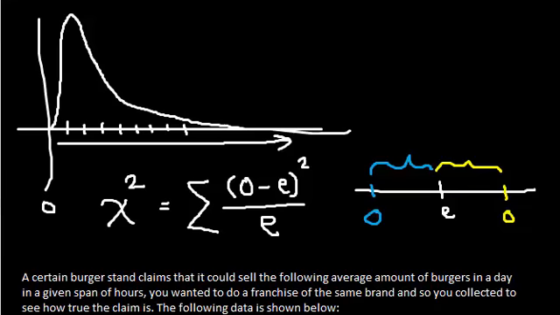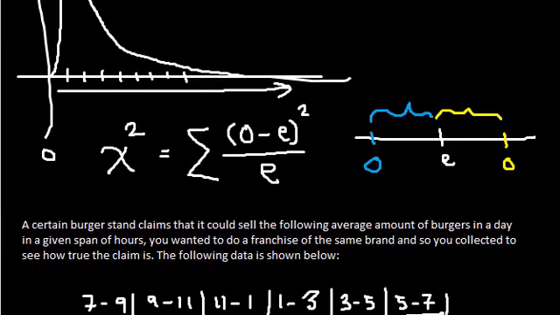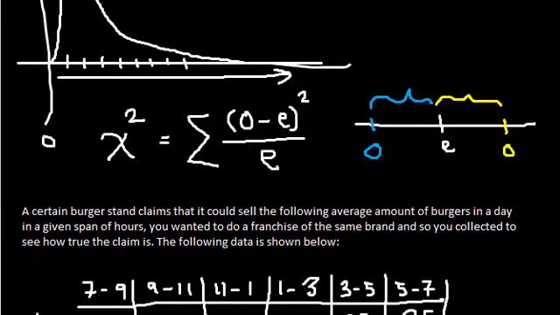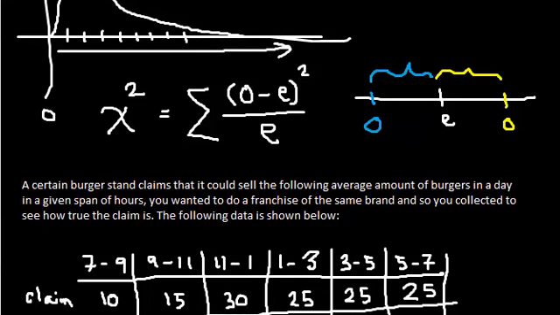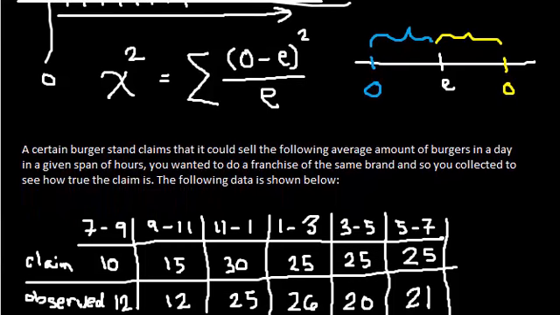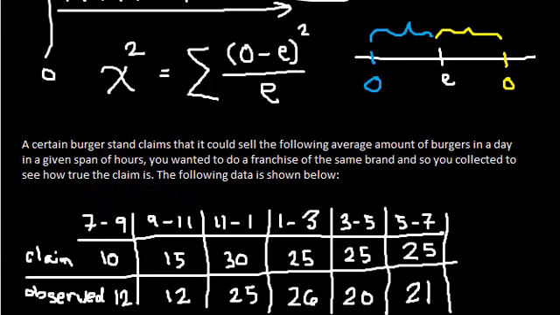Alright, so this is from 7 to 9 to 5 to 7 p.m. They claim to have 10, 15 burgers, 30, 25, 25, 25 until 5 to 7 p.m. But you went there and you actually did some research, stayed there for a day, and this is what your collected data is. Now our aim is to prove how true the claim is, like how close to 10, 15, 30, 25, 25, 25 the observed data is.